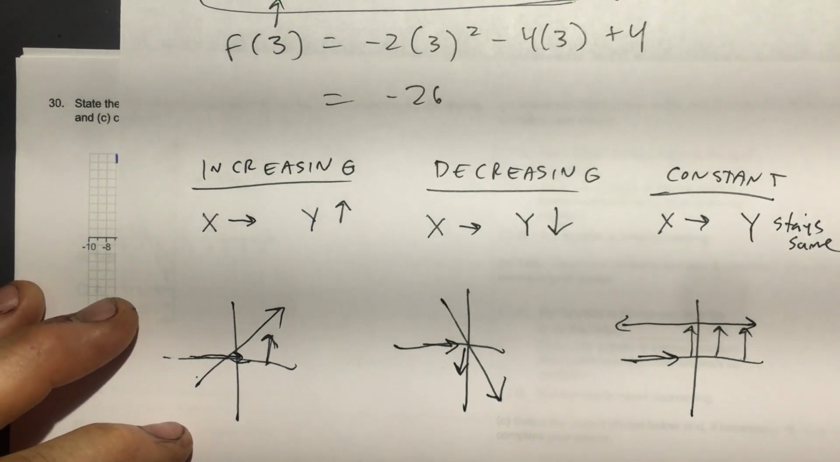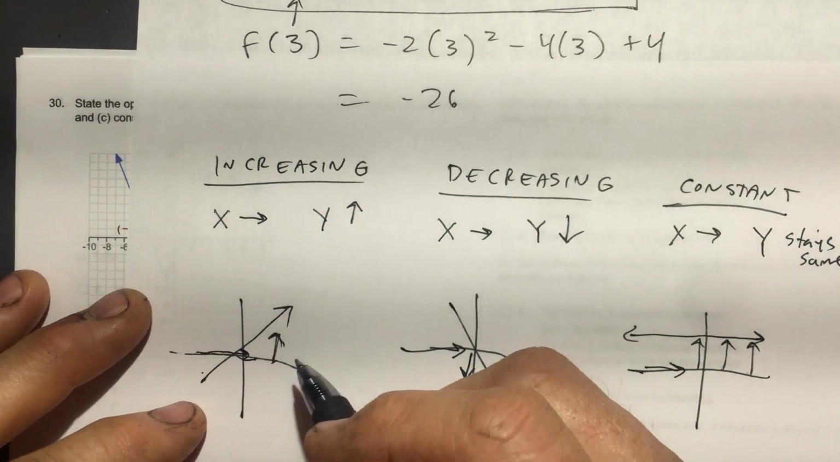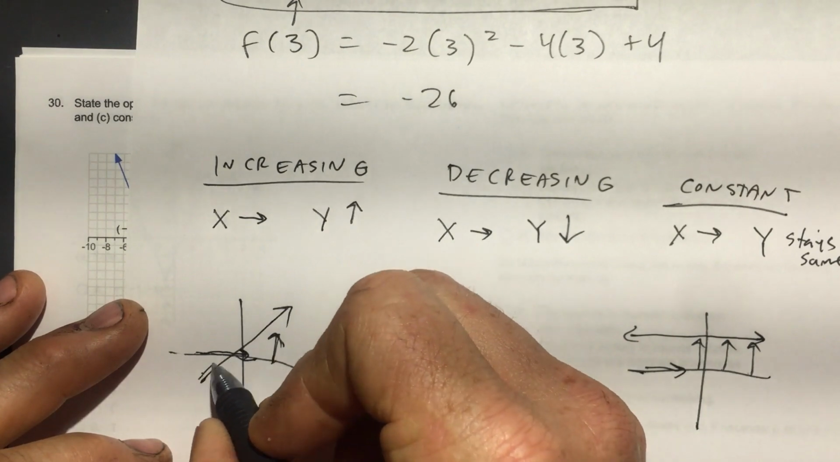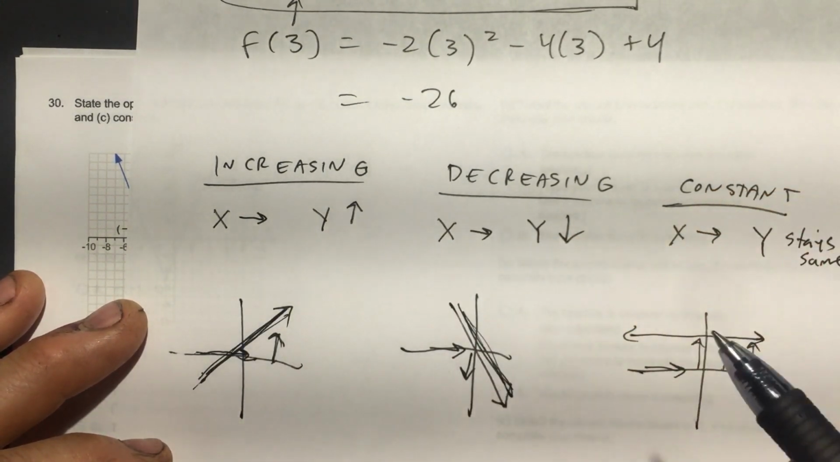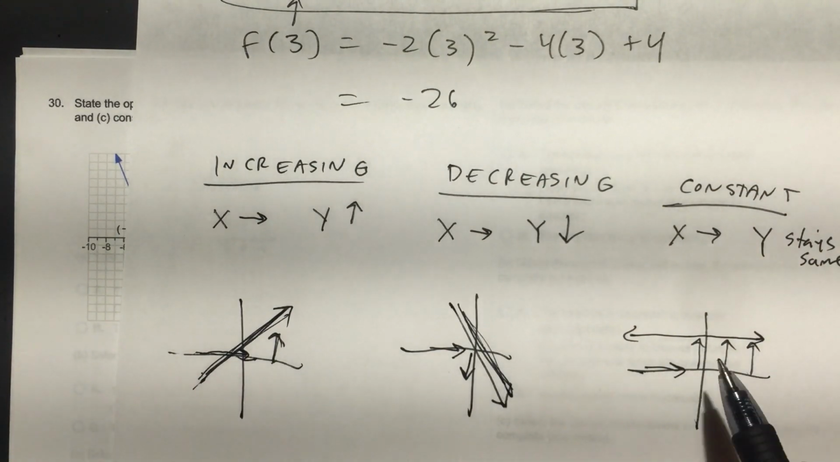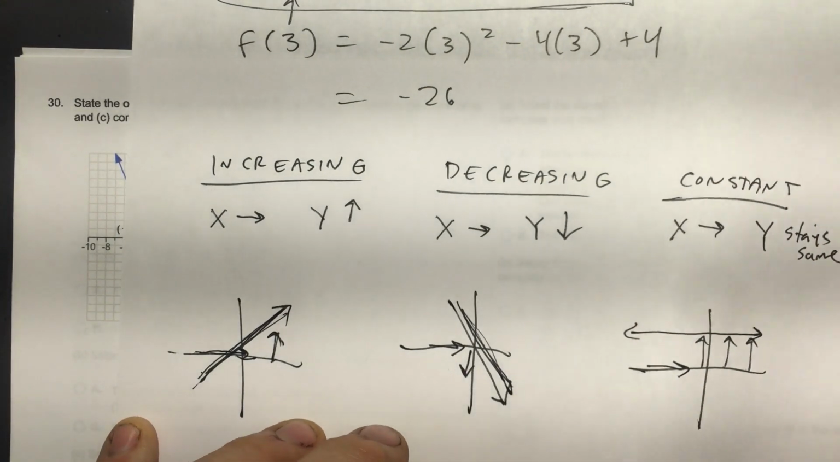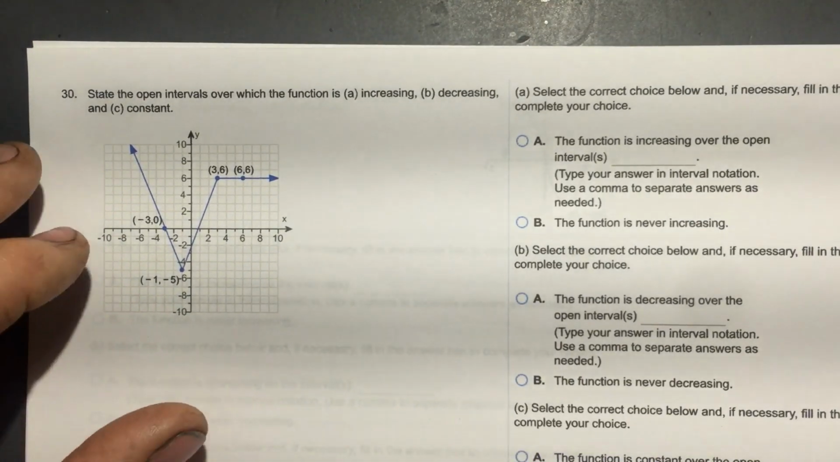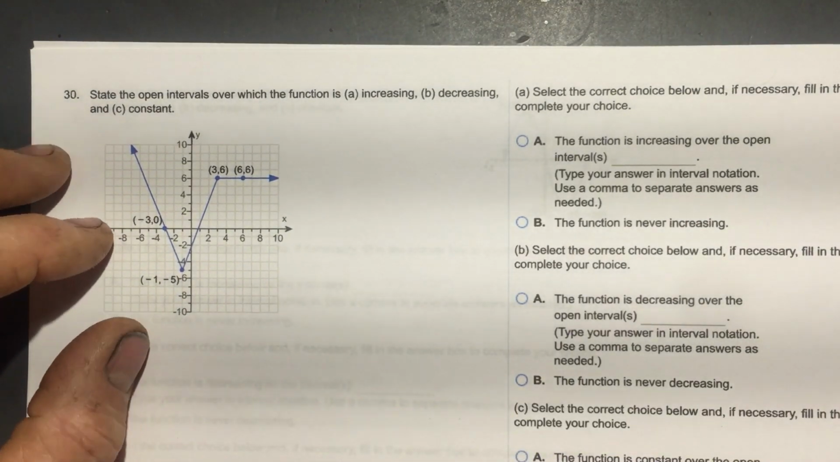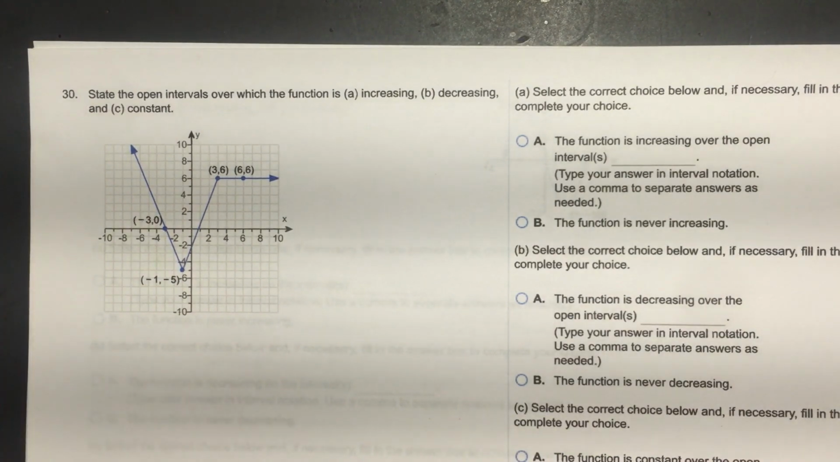So this is really easy to look at on a graph. Increasing, as you go from left to right, it's going uphill. Decreasing, as you go left to right, it's going downhill. And then constant is just a straight, level, flat line. So on number 30 here, state the intervals on which it's increasing, decreasing, or constant.